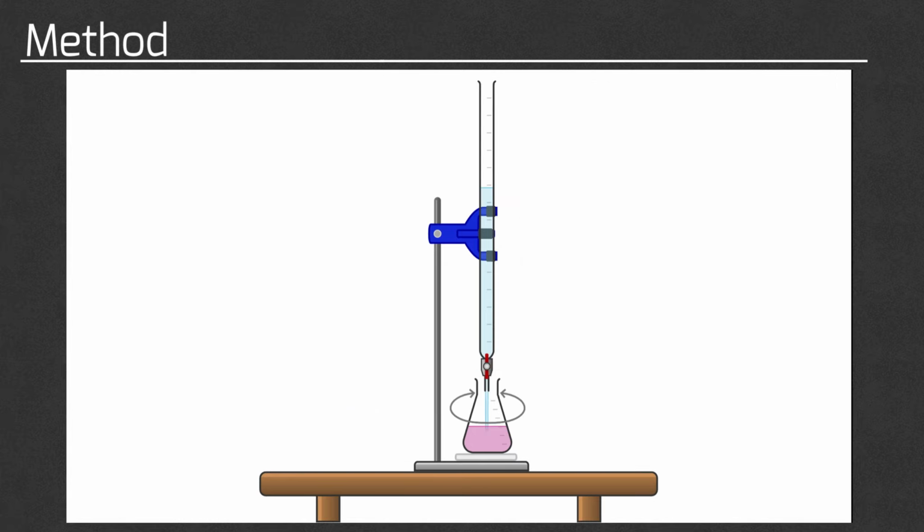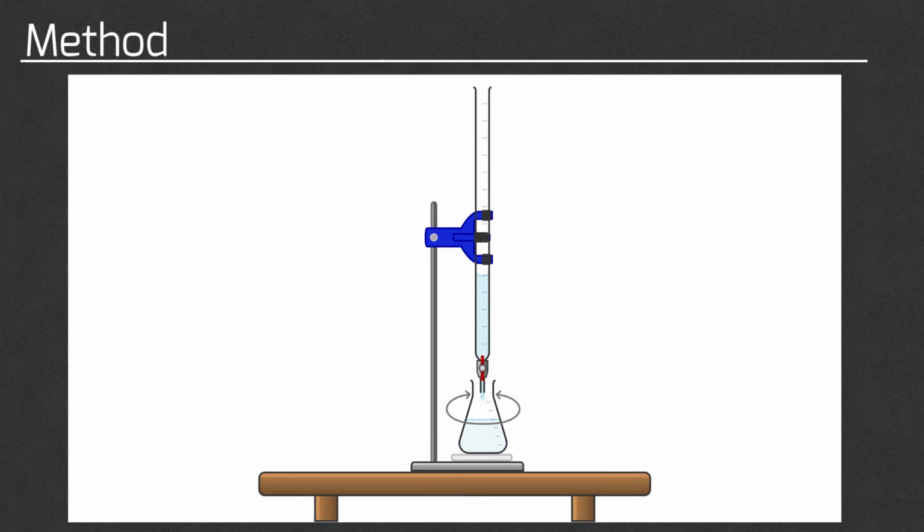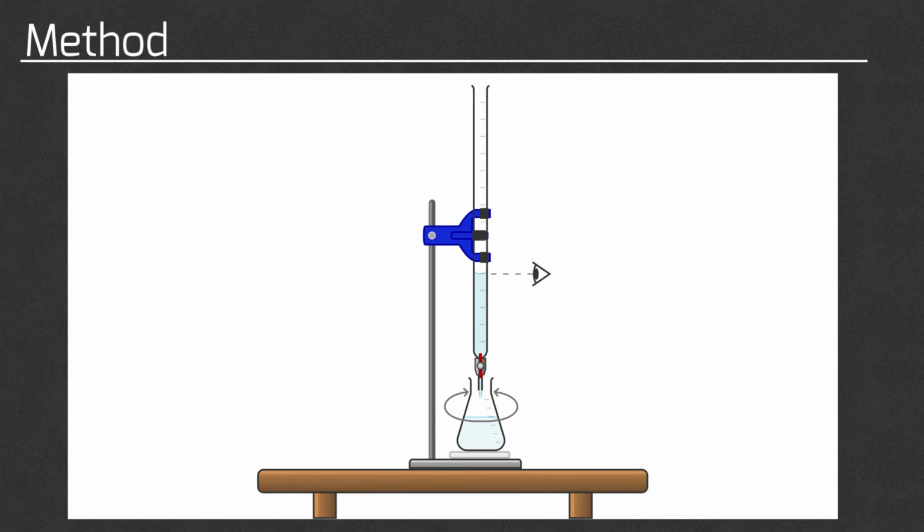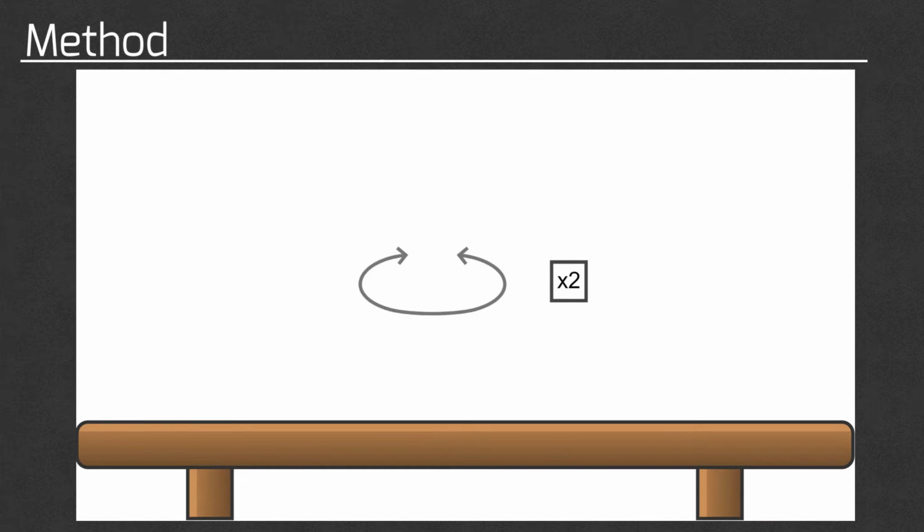Carefully open the burette tap so that 12 cm³ of the acid slowly flows into the flask. Constantly swirl the flask when adding the acid. Add the acid drop by drop until you see a permanent colour change from pink to colourless in the flask. Read the burette scale carefully and record the volume of acid you added to 2 decimal places. Repeat these steps twice more and record the results.